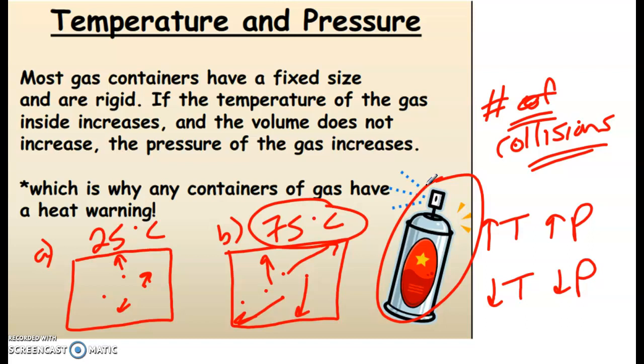There's a lot of collisions happening with the wall, and it wants to basically escape this container because it's pushing so hard against the metal container or whatever it's made up of. So it has the possibility of exploding. So obviously that's why you see those heat warnings.